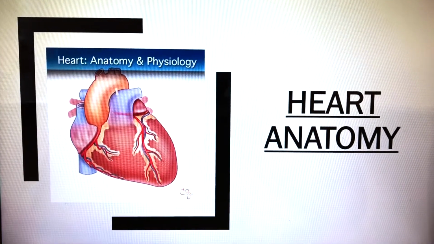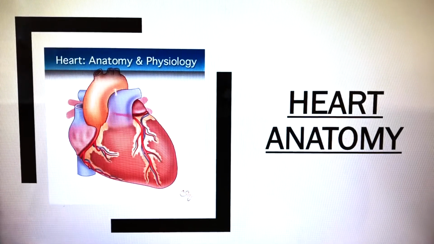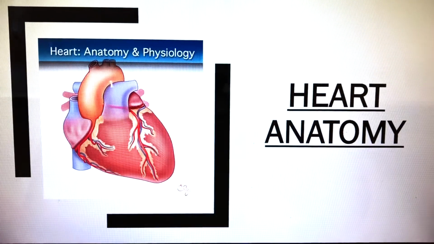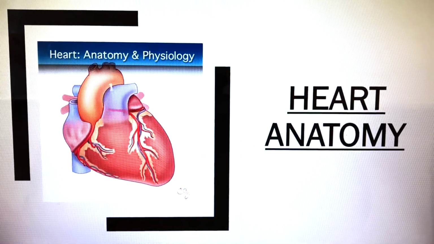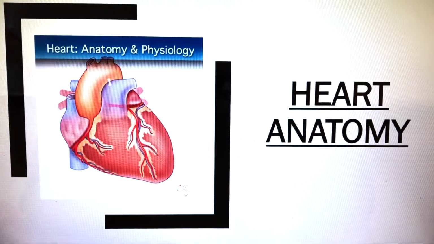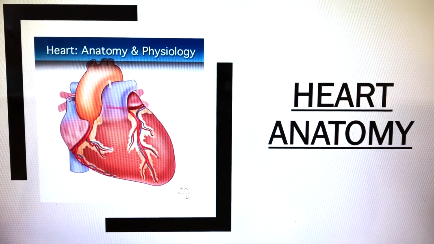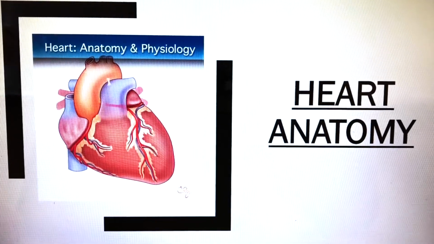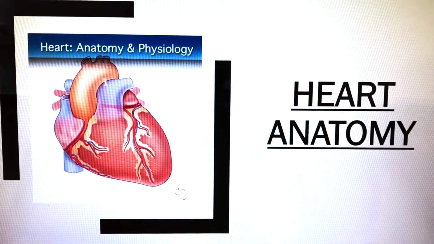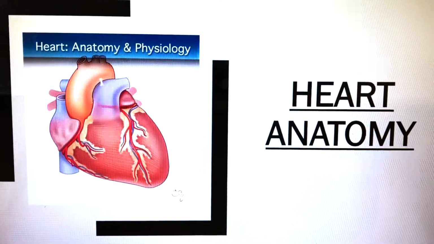We have a fibrous pericardium, which is the outermost layer with dense irregular connective tissue. Then we have a serous pericardium, which has two layers. The first is the parietal pericardium, which is the bottom of the fibrous pericardium. The second layer is the visceral pericardium, also known as the epicardium, which is the layer outside of the heart itself. In between these two layers is a pericardial cavity, which is a space filled with serous fluid.